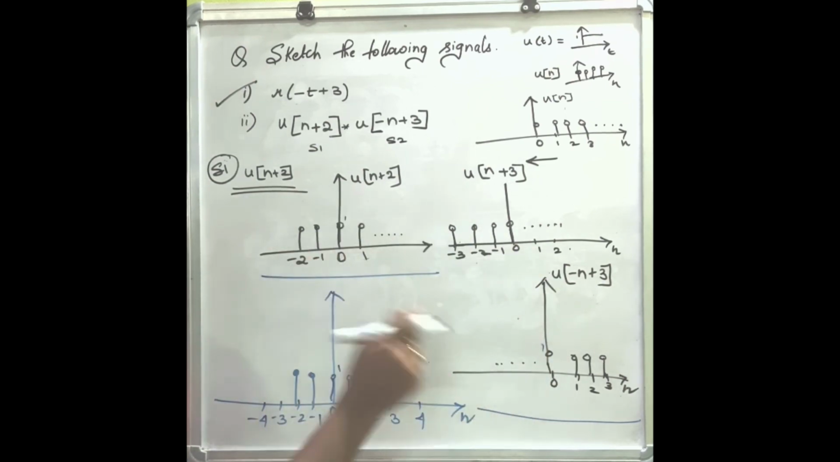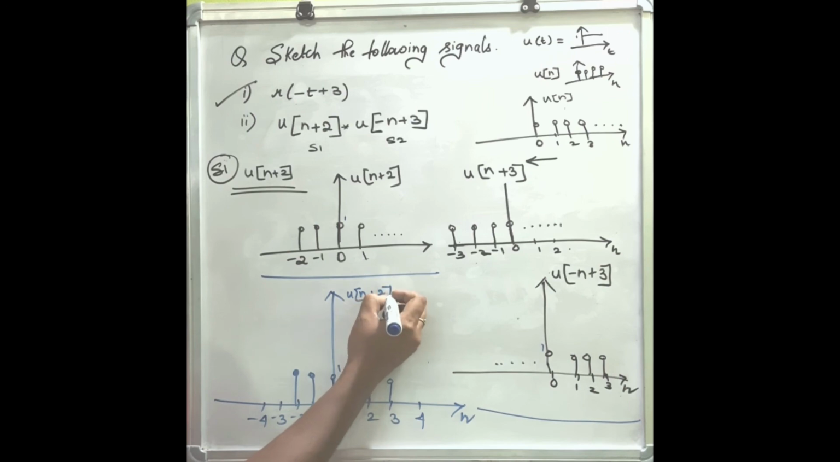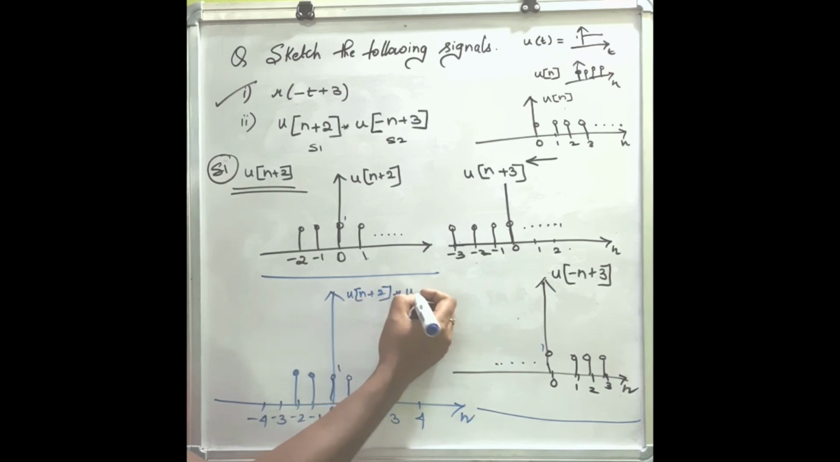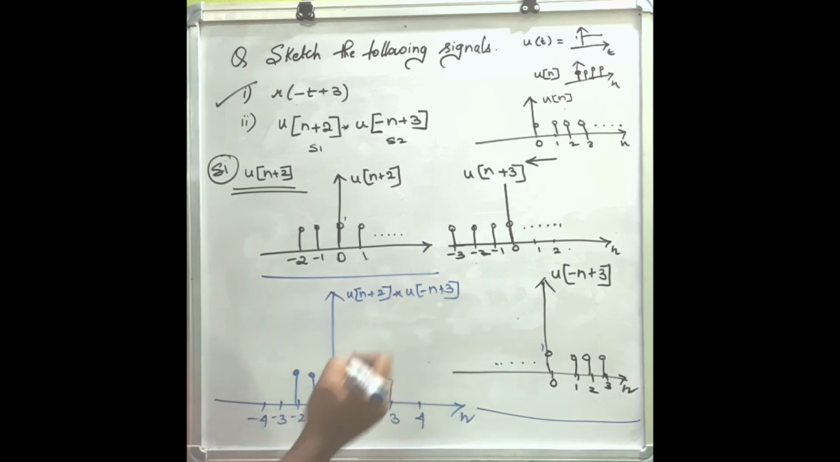So adding these two, you will get the final. Now this is nothing but u of n plus 2 into u of minus n plus 3. So this is the new signal that has been obtained by multiplying two signals.